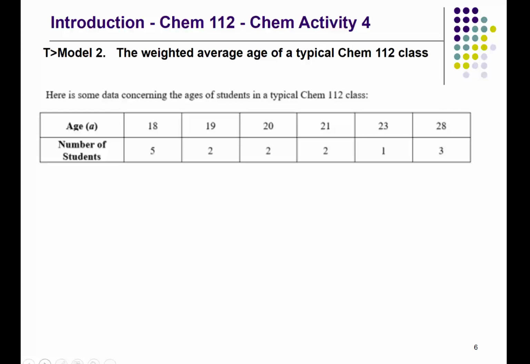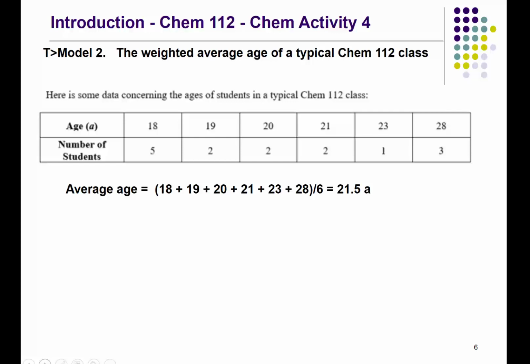Let us say we're interested to determine the average age of a typical Chem 112 class with 15 students. This table shows the number of students at a particular age to the nearest integer. By the way, in case you didn't know it, the letter A is the non-SI unit for years. One approach would be to add all the representative ages and divide by 6. This gives a number of 21.5 years.